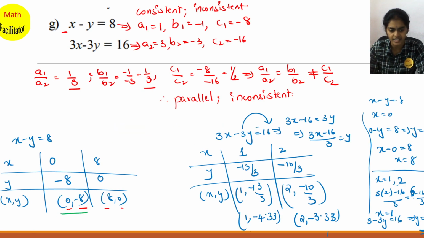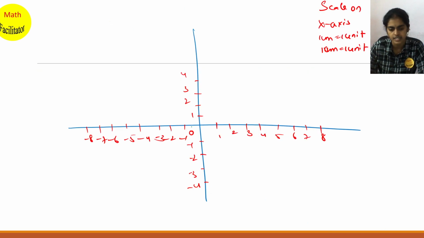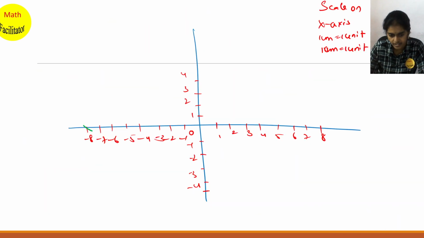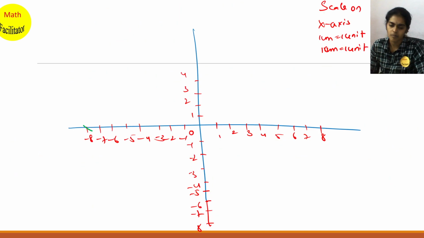Here is the first point, 0 comma minus 8. 0 on x-axis and minus 8 on y-axis. So here the y coordinates need to be extended: minus 6, minus 7, minus 8. Now let us plot. See, 0 comma minus 8 is 0 on x-axis, right? And minus 8 on y-axis. So this is the point.